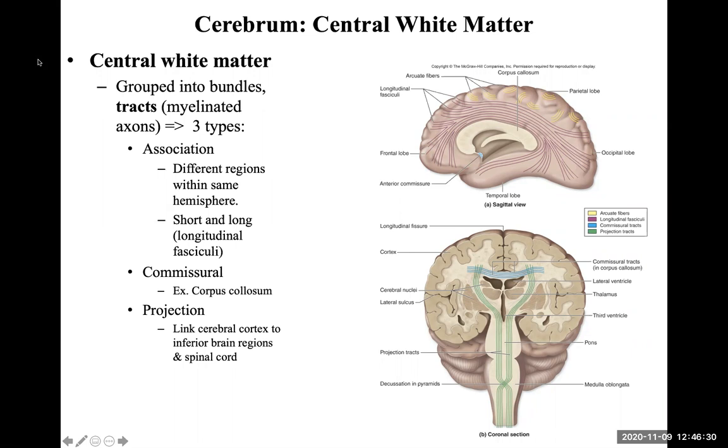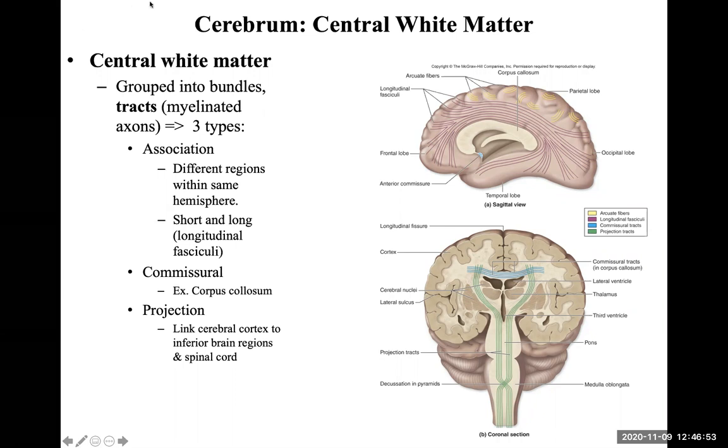That would be a short tract. If they're far from one another, it's a long tract. Then we have what are called commissural tracts. Commissural tracts are tracts that connect the two hemispheres. There are not many of them. The main type of commissural tract that we have is what we call the corpus callosum, right?